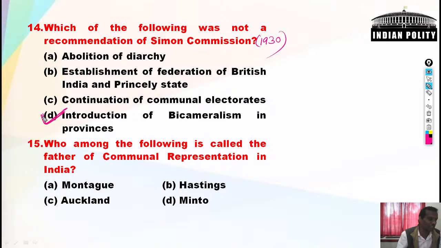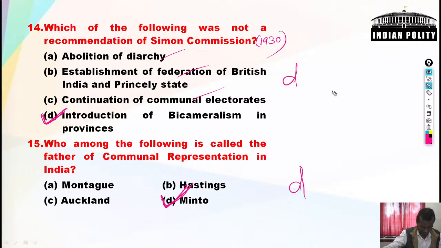I have given the slides. Check it. You will check it and find that it is the answer. It was there. So answer is D. Okay, got it. So please check. Who among the following is called the father of communal representation in India? Lord Minto. Lord Minto, Viceroy of India, is called the father of it. So answer is D.